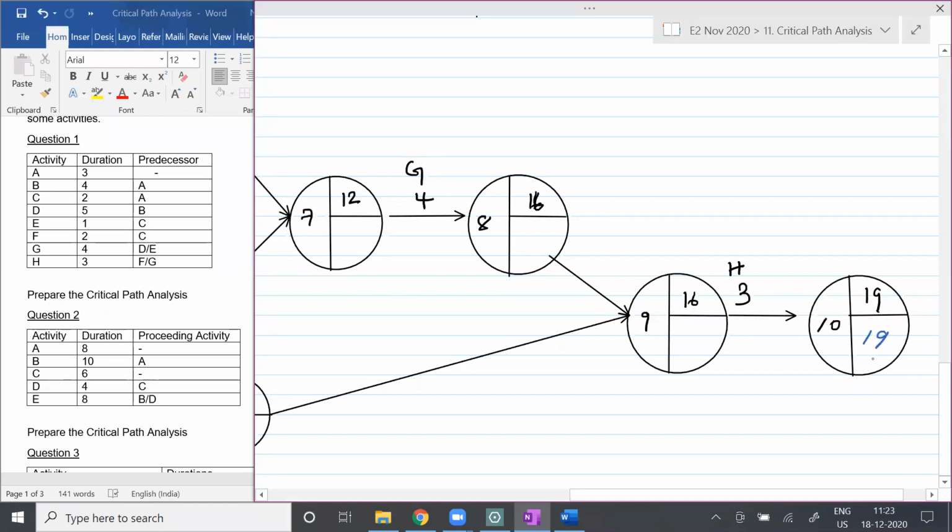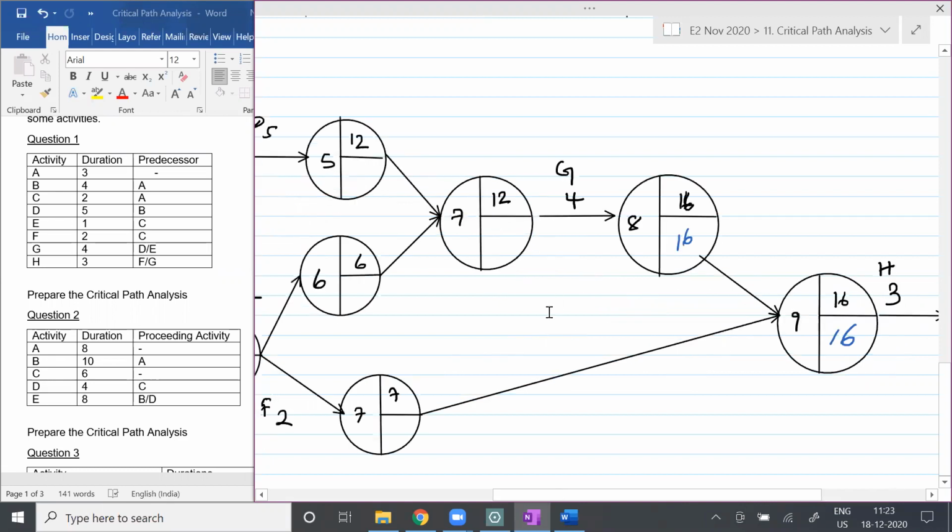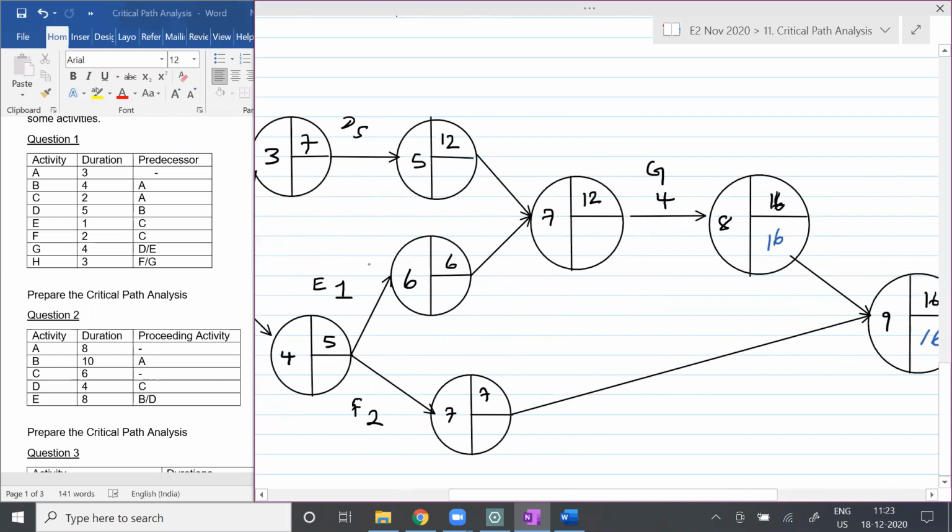So can I come to the latest finish? So 19 minus 3 is how much, students? 16. So here you don't have anything to minus, right? So here also I'm going to put 16. Any questions there, students? No questions, right? Because that's an intersection. And here also, can I put it at 16? Nothing to subtract, right?